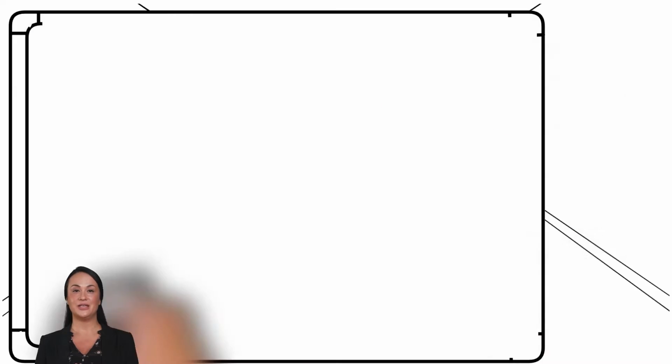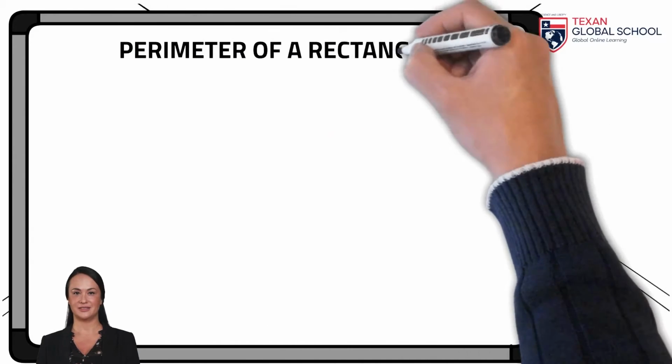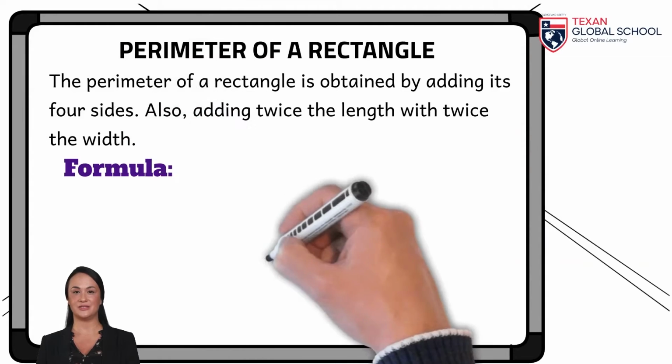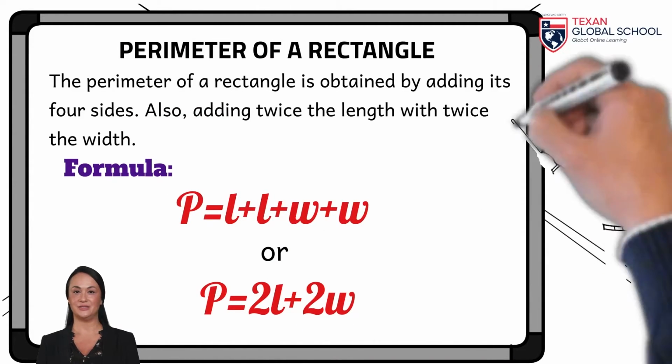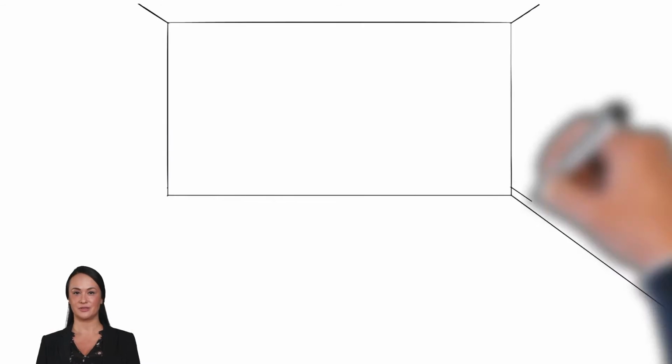The perimeter of a rectangle is obtained by adding its four sides. Also, adding twice the length with twice the width. The formulas summarize these definitions. Let's look at the example.